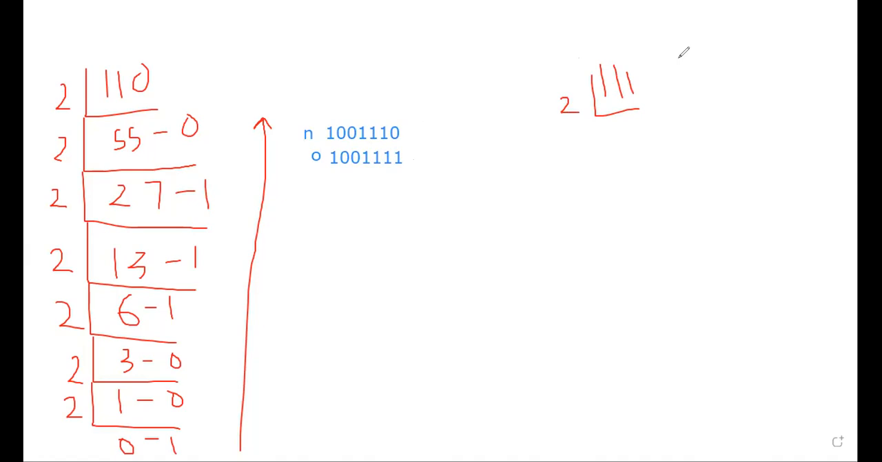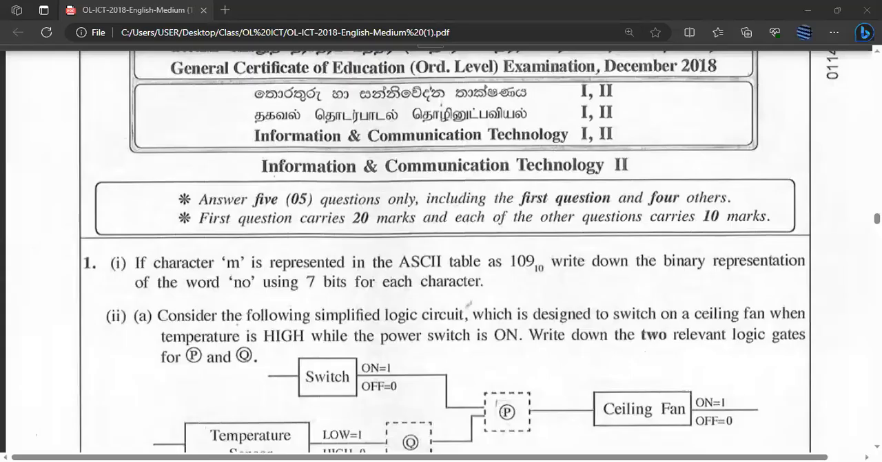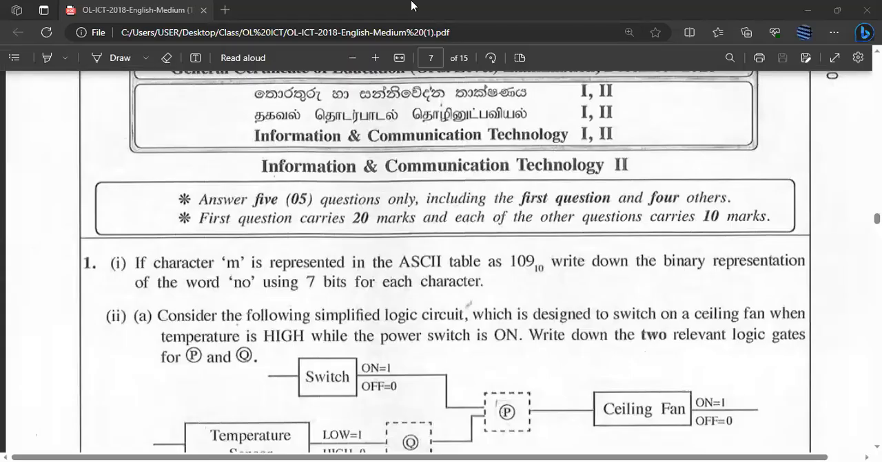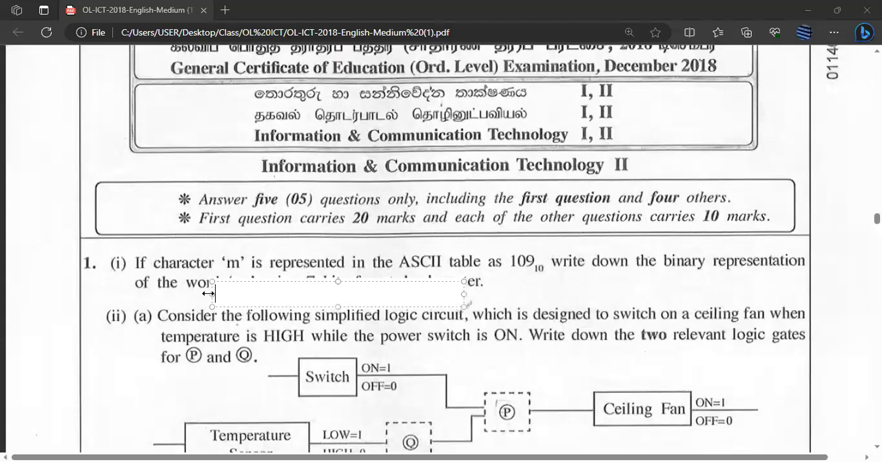So finally you need to combine the answers of N and O and write it like this. I will show you. Right, so you can see here. The answer for that is 1, 1, 0, 1, 1, 1, 0, 1, 1, 0, 1, 1, 1, 1. Okay, that's the answer for that. Right, done.